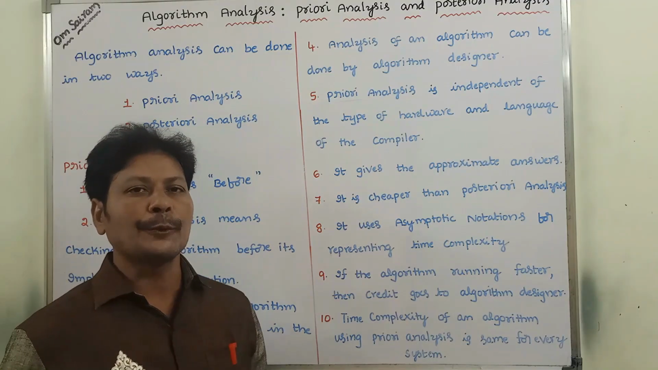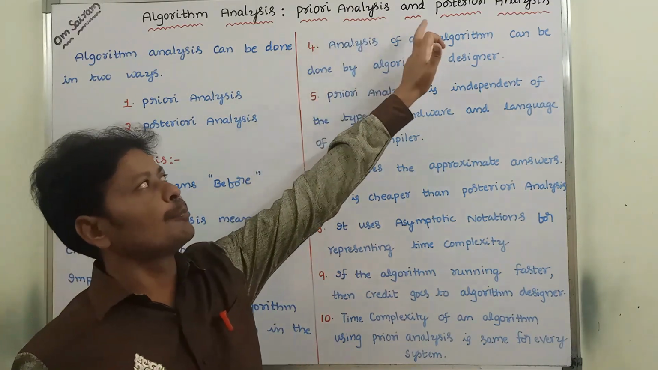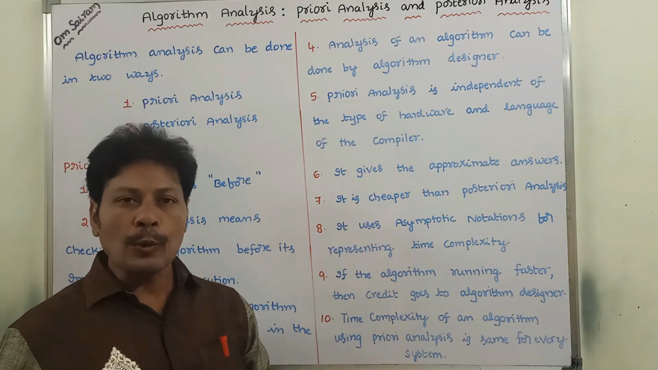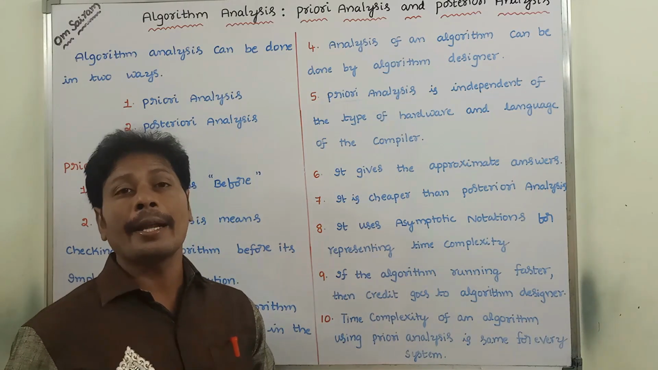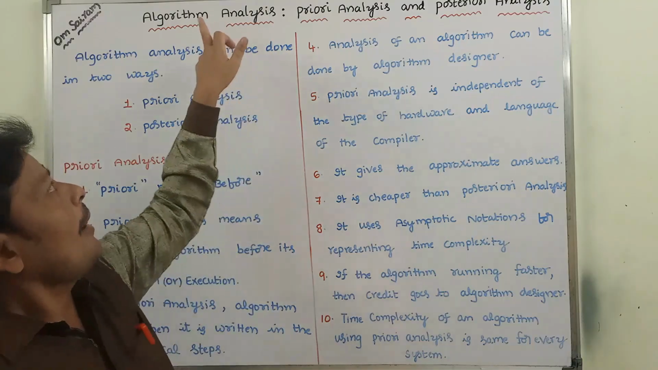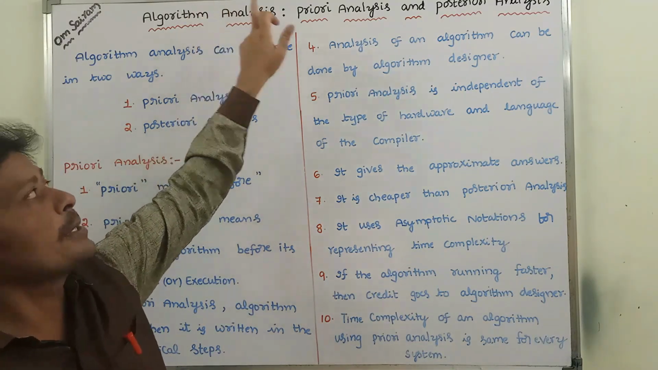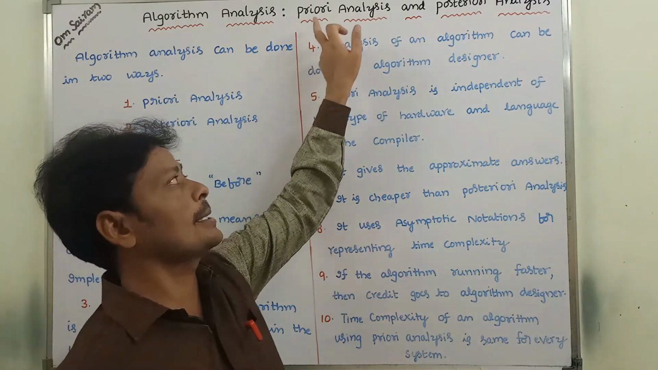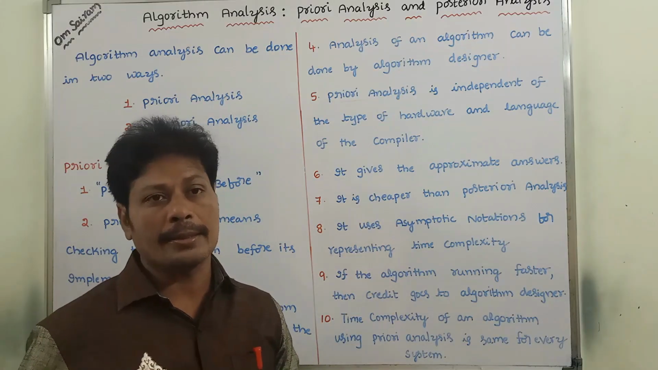Today we have to discuss priori analysis and posteriori analysis in the data structures course, advanced data structures course, and design and analysis of algorithms course. The analysis of an algorithm can be done in two ways. The first one is priori analysis, the second one is posteriori analysis.